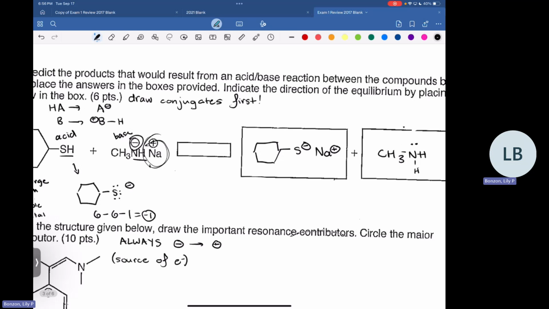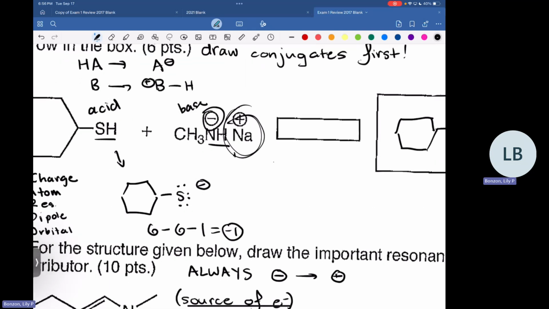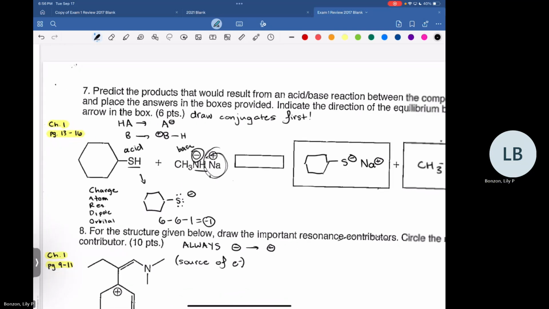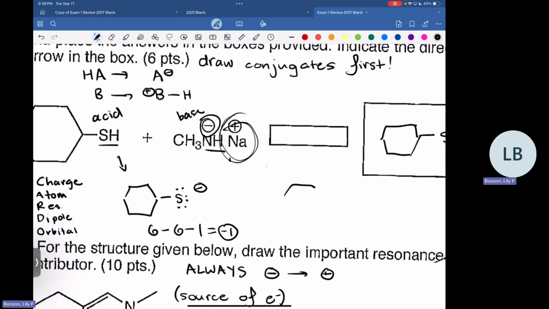Okay, so now we have to figure out which is going to be our stronger acid and stronger base. So I always like to look at the acids because I just feel like I'm more familiar with them. So I'm going to look at the stability of the negative charge of the, I don't know what you would call them. So we're going to be looking at the stability of the S minus and then the stability of the N minus that we have.